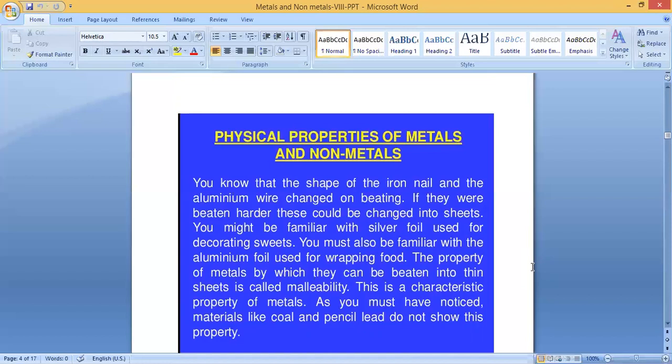So what is meant by malleability? It is one of the properties of metals by which they can be beaten into thin sheets. This is called malleability, a characteristic property of metals. As you must have noticed, materials like coal and pencil lead do not show this property. If you take non-metals, the examples given are pencil lead and coal. You know what pencil lead is? These are non-metals, they do not show this property, malleability.